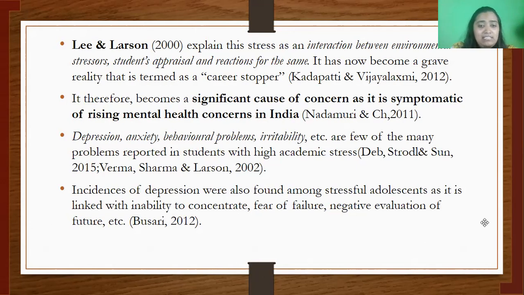especially young people, teens, because they have a lot of trouble concentrating because of the stress that they are undergoing. They might be constantly scrutinized, and because of that they might have fear of failure, and also they might worry about the future, or they might be anxious about the future, and it might lead to much more behavioral problems, depression, anxiety, etc.